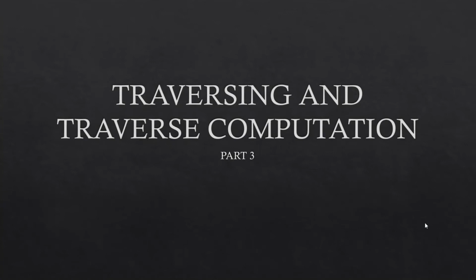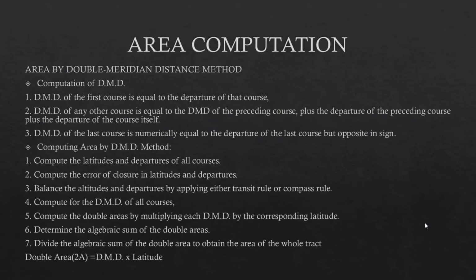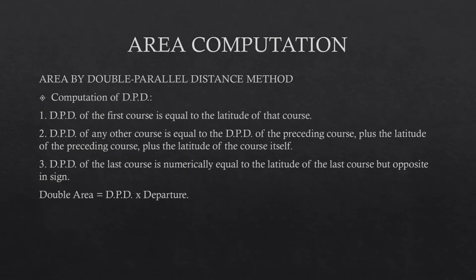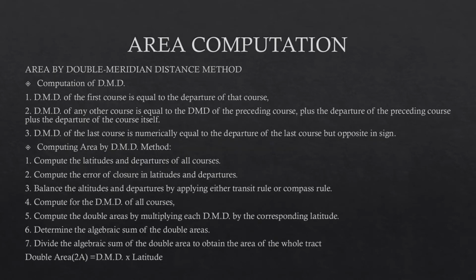Part 3 ng lecture natin sa traversing and traverse computation. Dito na tayo sa area computation. Okay, so area computation, meron tayong dalawang method, DMD and DPD. Yung DMD natin is area by double meridian distance method.